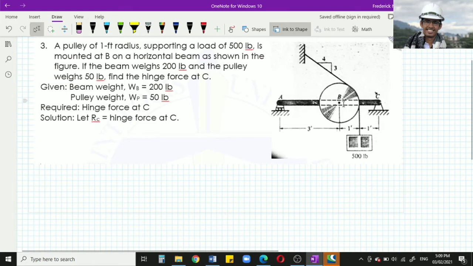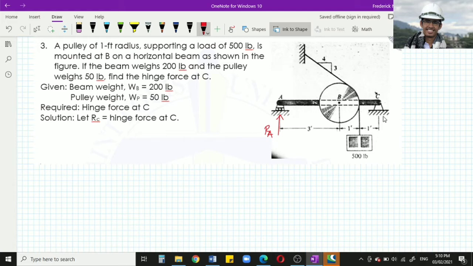So meron tayong pulley ulit dito supporting 500 pounds. So paano natin isolve yung reaction sa ating point C? So yung beam natin, so this is our beam. Dito sa point A, magkakaroon tayo dito ng normal force. So this is a roller. So yung RA natin will be only normal force or only vertical. So wala siyang horizontal.